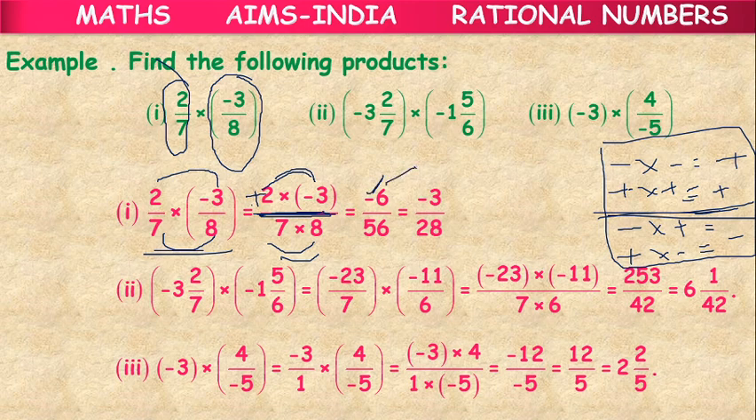2 threes are 6, 7 eights are 56. But as we have told earlier, any rational number should always be expressed in its simplest form. If there is any possibility of cancellation, we have to cancel it first. 2 threes are 6, 2 twenty-eights are 56. So the answer is minus 3 by 28.